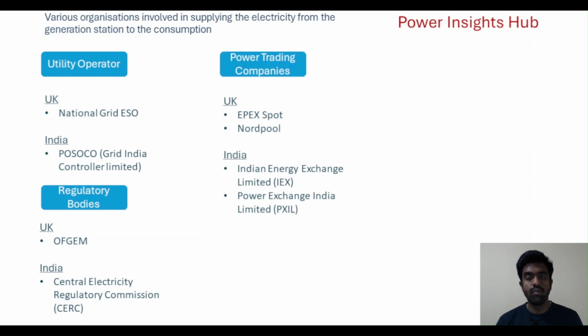Okay, what do these companies do? Epex Spot and Nord Pool facilitate energy trading in wholesale electricity markets, retail electricity markets, the balancing mechanism market, and the balancing services market. Whereas the Indian exchanges facilitate the trading of the day ahead market, term ahead market, real time market, and renewable energy certificate market, right?